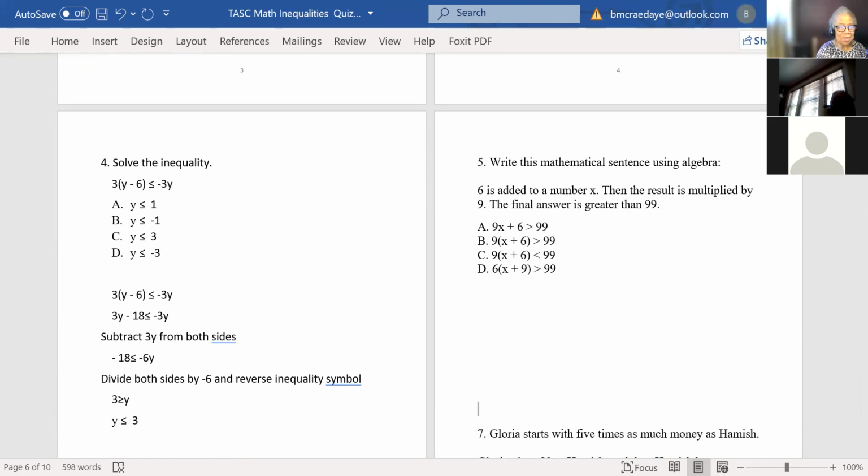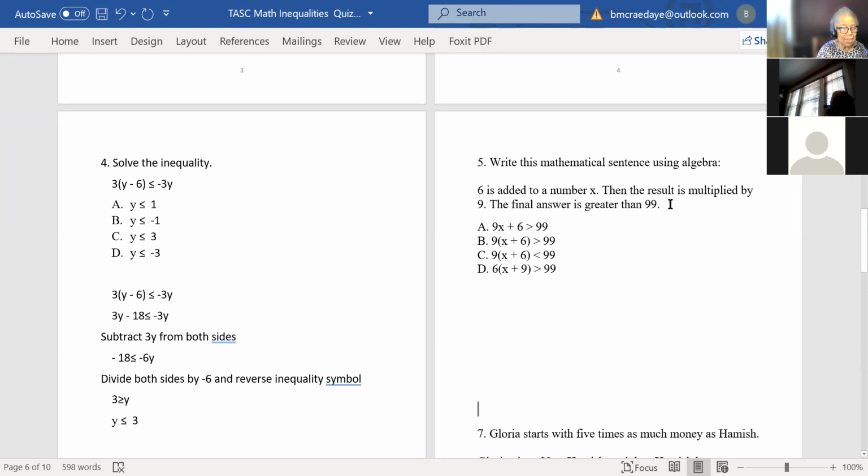Number 5. We just did 4. Write this mathematical sentence using algebra. 6 is added to a number x. Then the result is multiplied by 9. The final answer is greater than 99.